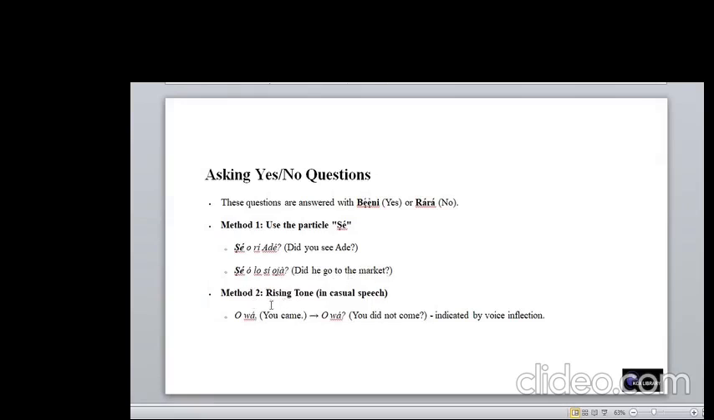Another method that can be used is the rising tone. Ó wá, you came. Then ó wá, you did not come, indicated by voice inflection. Ó wá, let me put it this way. Ó wá, you came. Ó wá, you did not come. So the rising of the tone changes the question.